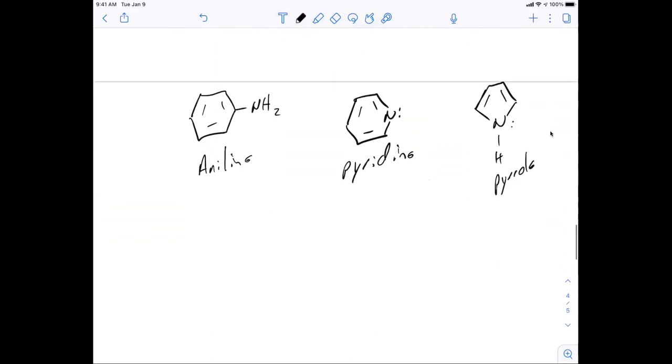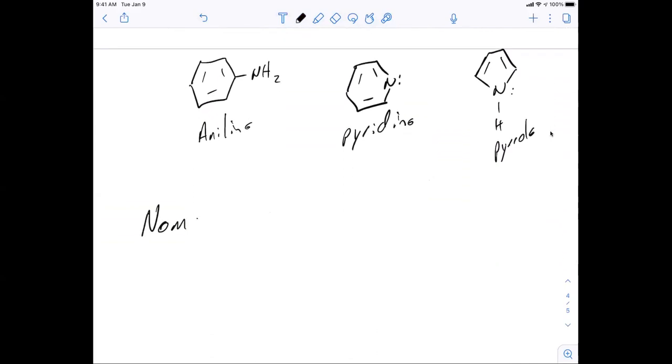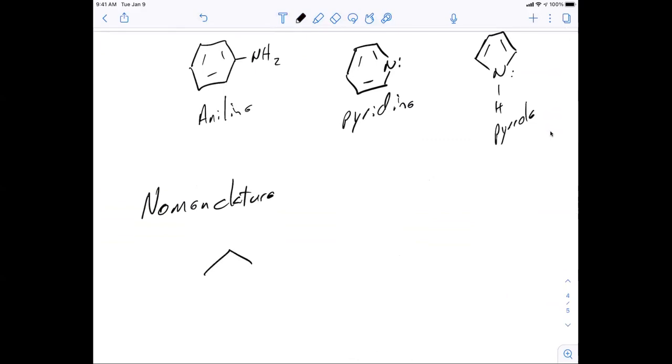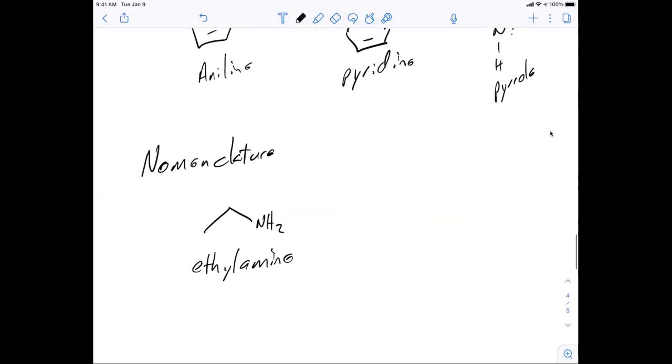Remember that we have several different other groups. Okay, if we look at nomenclature, this one could be known as ethylamine, or also ethanamine. Oop, I dropped the E.